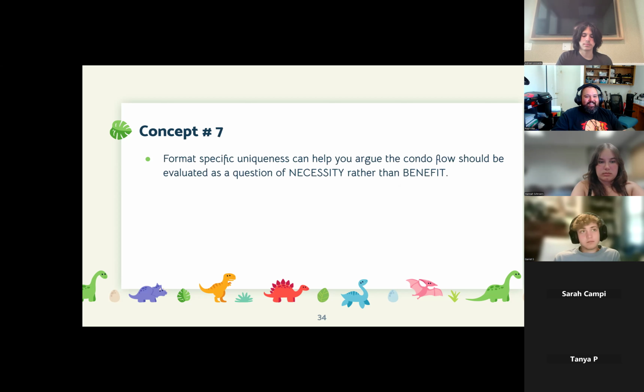Concept 7. Format-specific uniqueness can help you argue the condo flow should be evaluated as a question of necessity rather than benefit. This is something that DVC has had in their theory shells for a long time. But basically, my position is, if in your format there is a significant, or even really any, but significant structural side bias in favor of the negative, i.e., at the top tournaments, the negative consistently has a higher win rate, then in my opinion, you should try and argue that it's not enough for the neg to say condo would be good for them. They should have to win that condo was a necessity, i.e., they can't engage in the debate absent this.